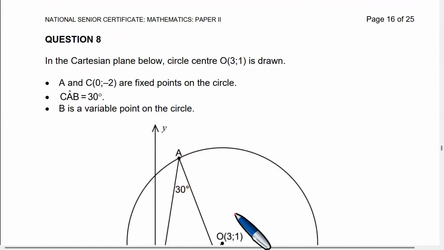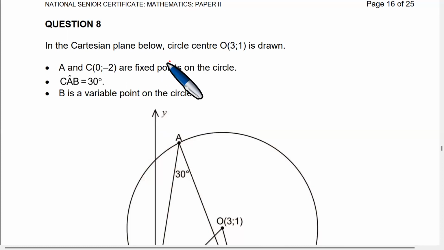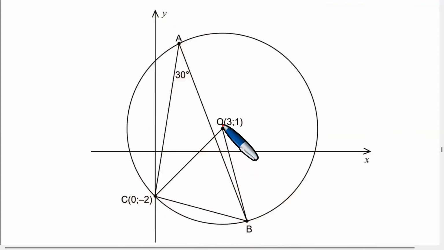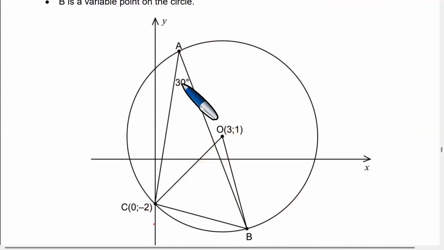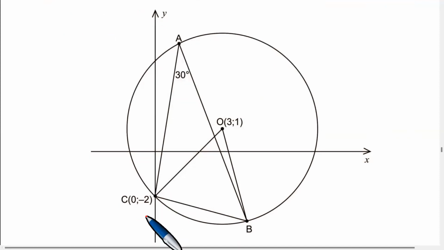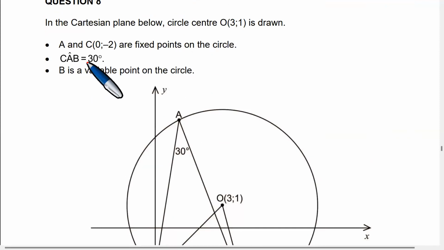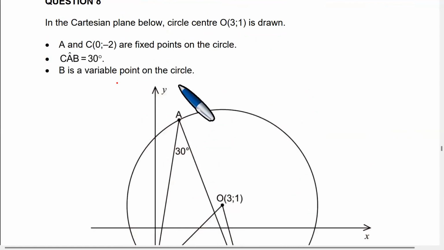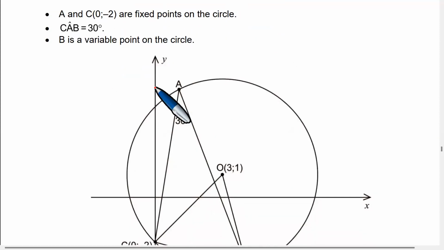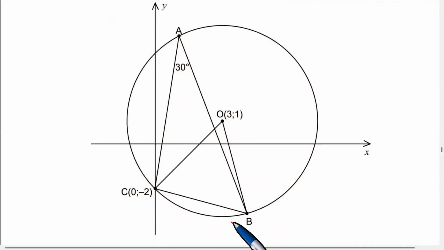Right, here's the circle. In the Cartesian plane below, circle center O, with (3, 1) as the coordinates of the center, is drawn. A and C are fixed points on the circle. Here they are. We can see them straight away. A and C. Right, CAB is 30 degrees. This angle CAB is 30 degrees. B is a variable point on the circle. So in other words, the point B is a movable point.